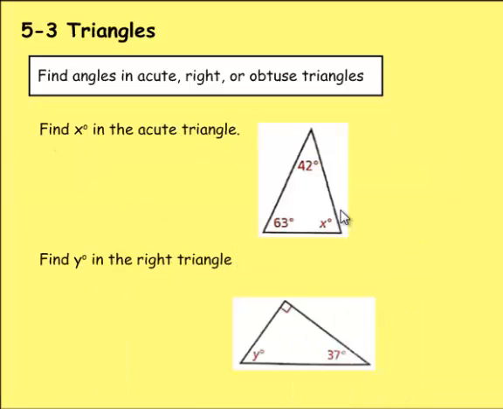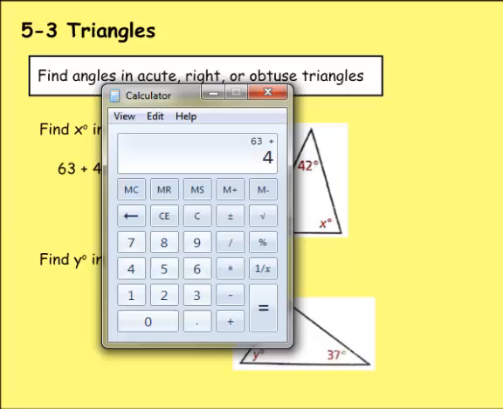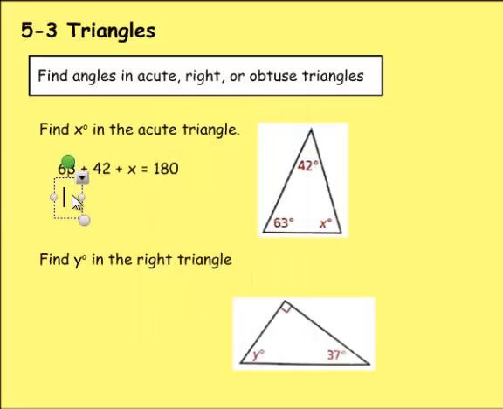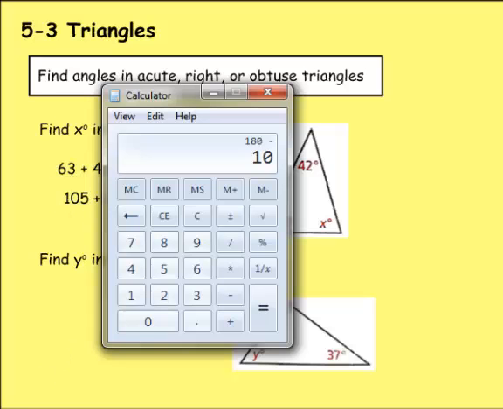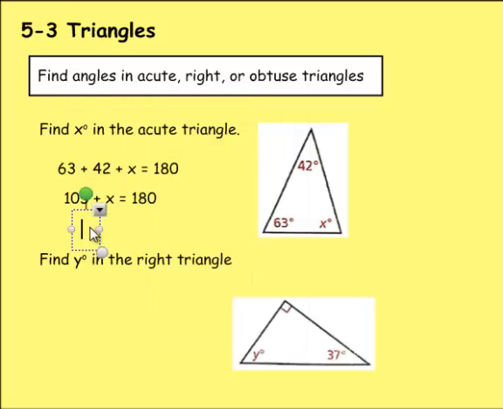First, let's see if we can find this unknown measure in the acute triangle. So it gives us 63 degrees, 42 degrees, and then an unknown angle measure. So we could say 63 plus 42 plus x equals 180 degrees. 63 plus 42 is 105. So 105 plus x equals 180. So we can subtract 105 from both sides. That'd be 75. So x equals 75 degrees.